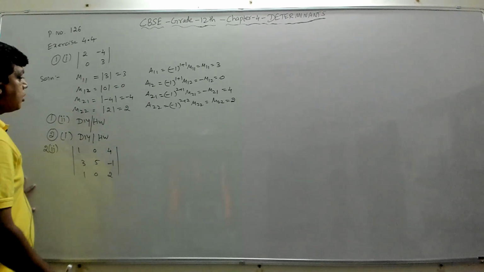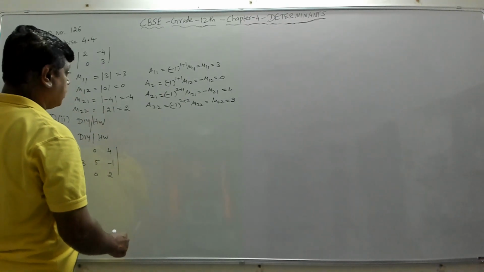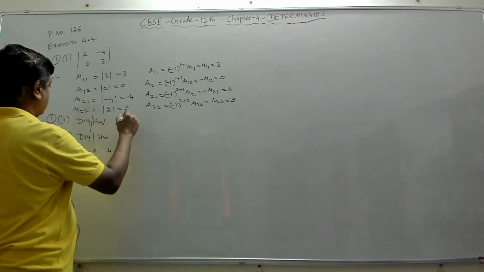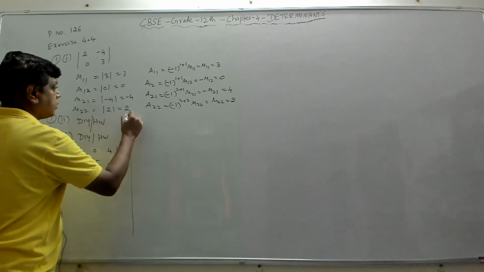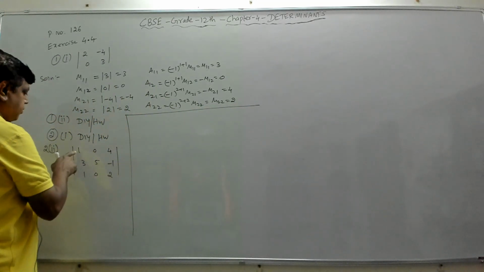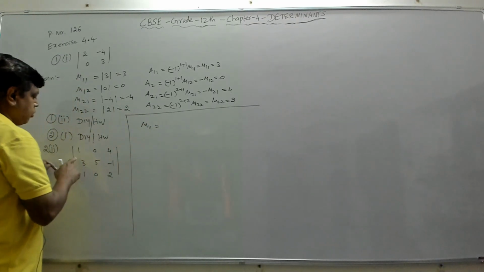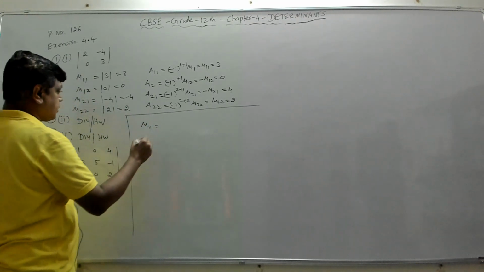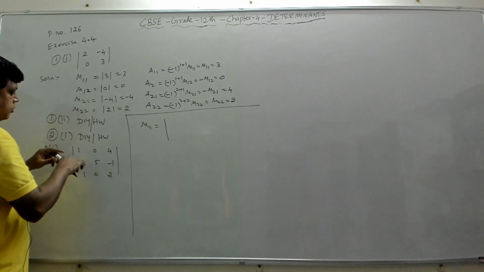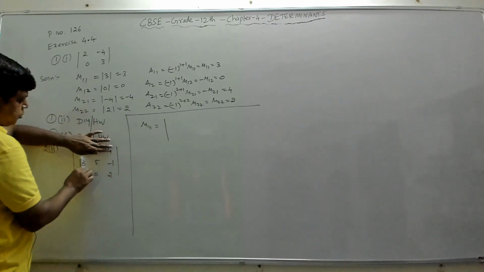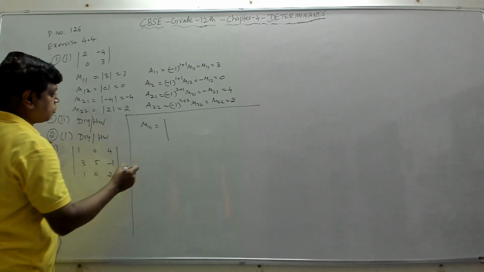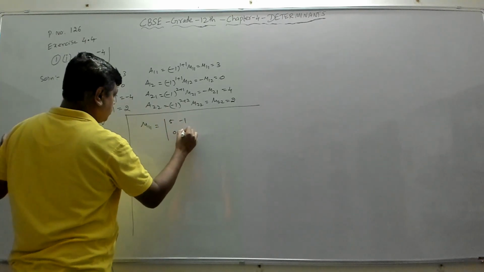Now I will do it probably here. I'll put a line here and a line here. Right? So the minor of the first element A11 is M11. M11 is the minor of this. The minor of this is defined as the determinant of, so this will be closed, this will be closed. These two will be closed. You'll get 5, minus 1, 0, 2.